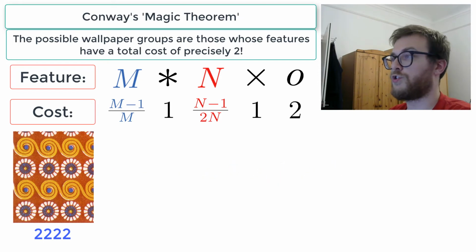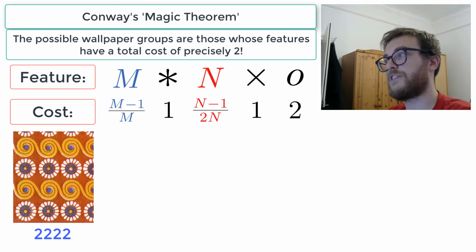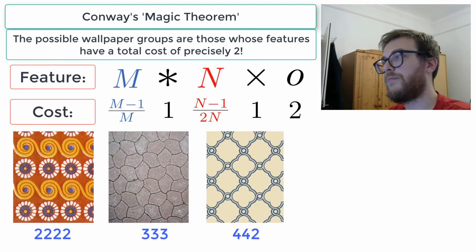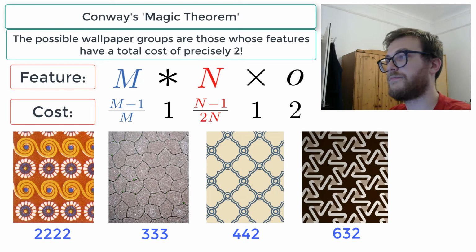There is no way, of course, that 2 rotations can add up to the full 2, because each rotation costs less than 1. So if we want to use only rotations, and we don't want to use 4, we need 3. It is left as an exercise for you to see that the only combinations that will work are 3, 3, 3, 4, 4, 2, and 6, 3, 2. Examples of patterns with these symmetry groups are shown here.